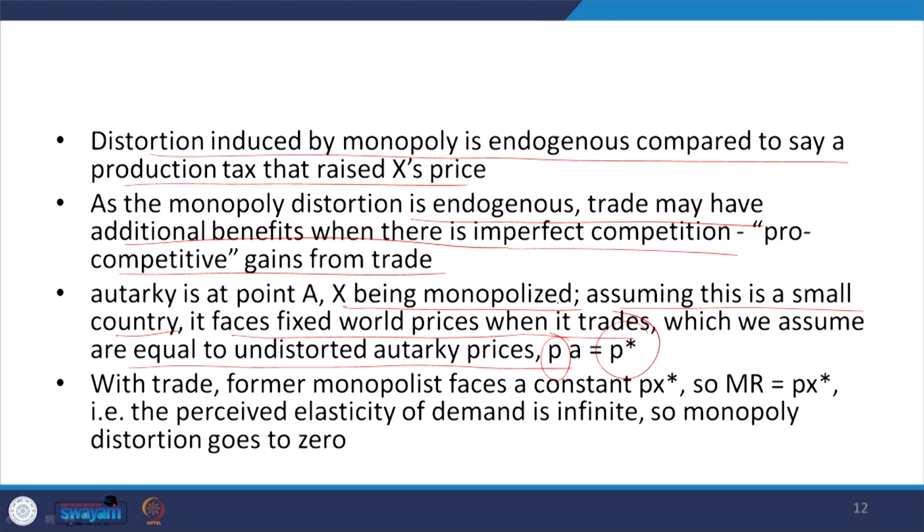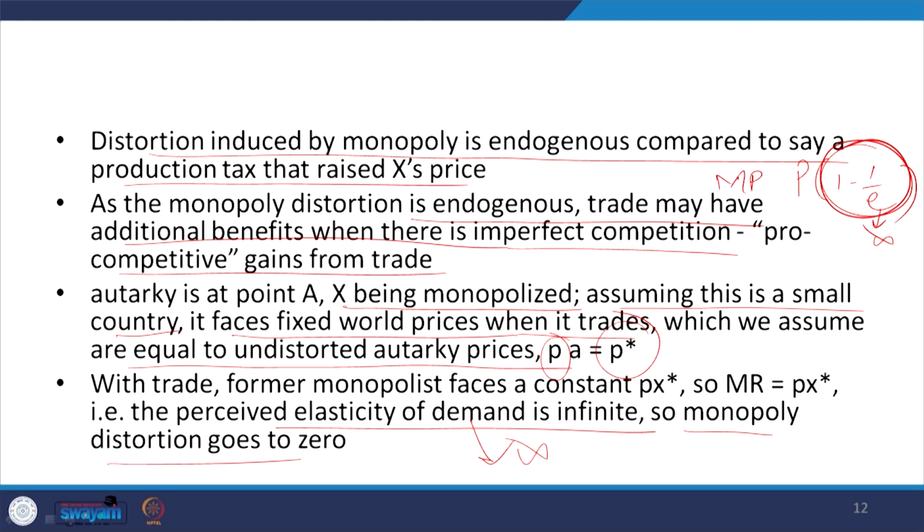When we trade, the former monopoly faces a constant Px, so again it is equalized with marginal revenue. The perceived elasticity of demand is infinite. So monopoly distortion goes to 0, because the elasticity of demand in the international market for their product is infinite. Since MR is P times 1 minus 1 upon E, and E approximates infinity, 1 upon infinity is 0, so it will equal P. So MR is now equal to P after trade.